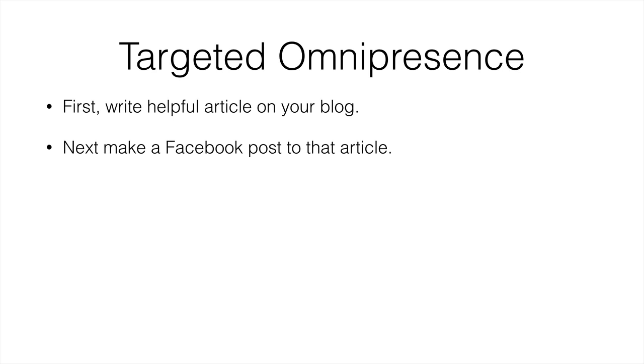So several steps, really simple. The first thing we want to do is, once we know what to say, don't worry, we'll figure that out in a minute. Once you know what to say, we're going to write a helpful article on your blog, okay? Good thing about blogs is they're cheap and easy to set up and maintain. Next thing we're going to do is make a Facebook post on your fan page. So you're going to need to have a real Facebook page, a fan page. We're going to make a Facebook post to that article. So we're going to drive people to that article. It's going to start giving us a little bit of traffic.